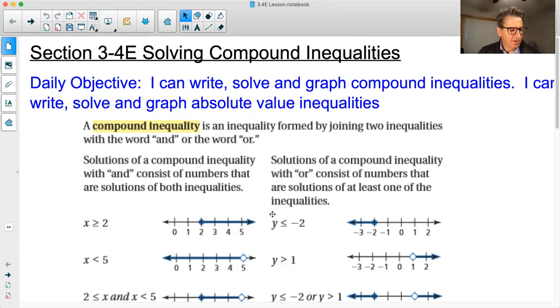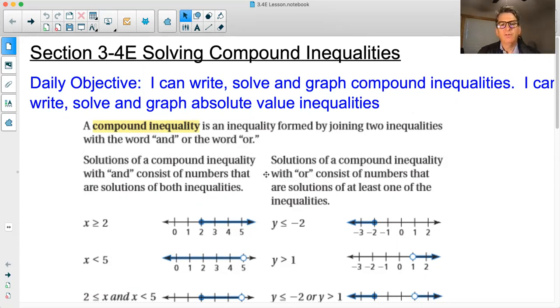All right, let's just start out with our I can statement today. At the end of the lesson, you should be able to write, solve, and graph compound inequalities. You should also be able to solve and graph absolute value inequalities.